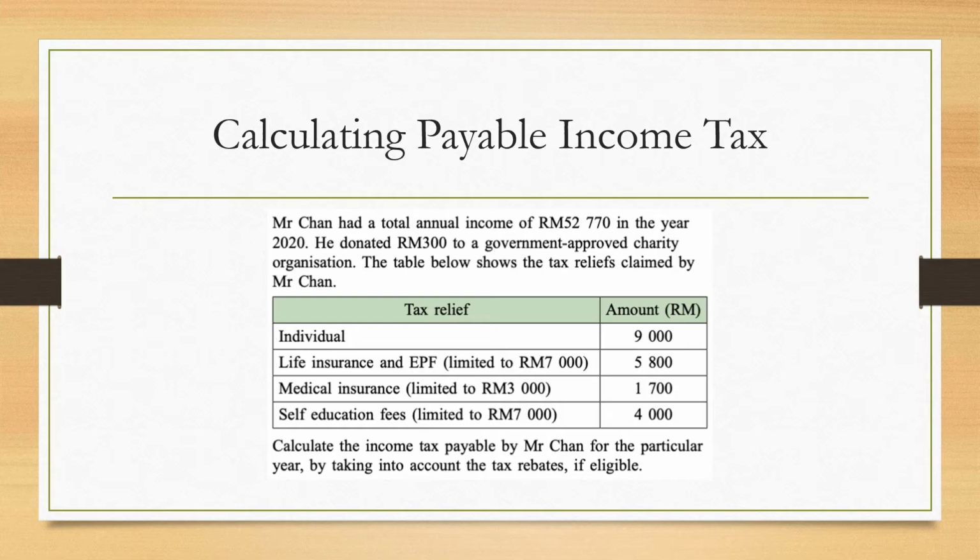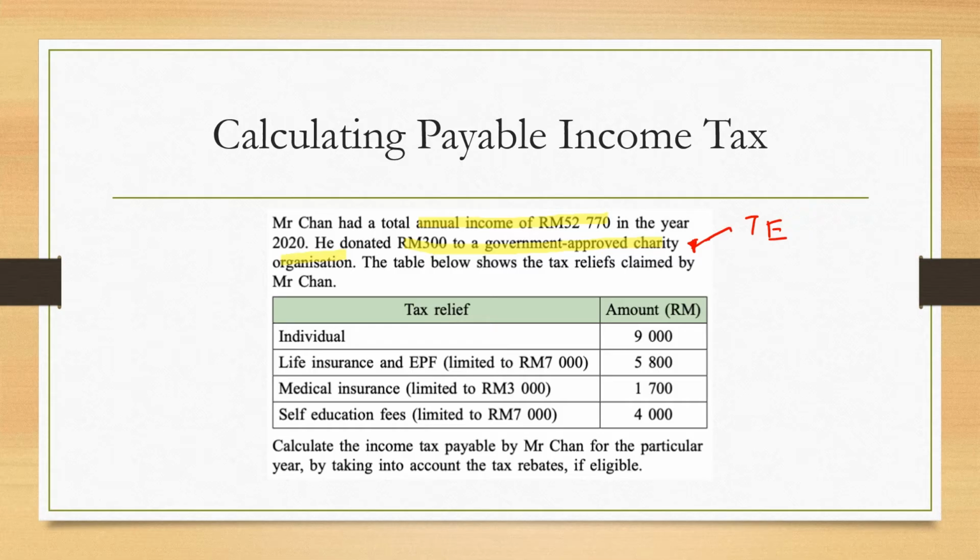Okay, so total annual income of 52,770 ringgit, donated 300 ringgit to a government approved charity organization. Government approved charity organization, what does that actually mean? It means our tax exemption here. We've got total annual income, and here is tax exemption.